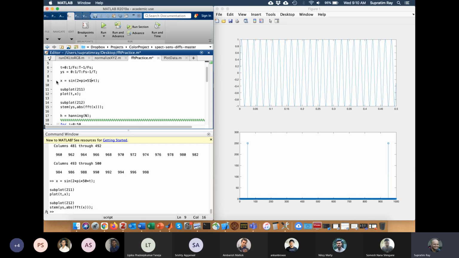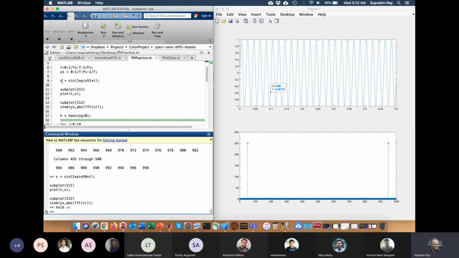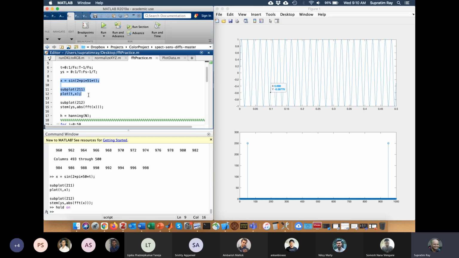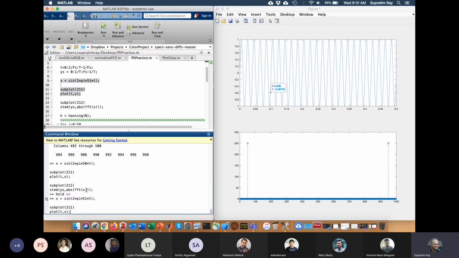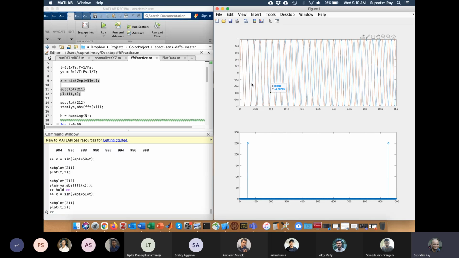What do you think? So let me just do a hold on here, and let me plot this. So this is that sinusoid. Okay, so it's slightly faster. You can see that the cycles are, this thing is coming earlier. This orange is the 51 hertz. So my question is, what do you think is the Fourier transform of this signal going to be?